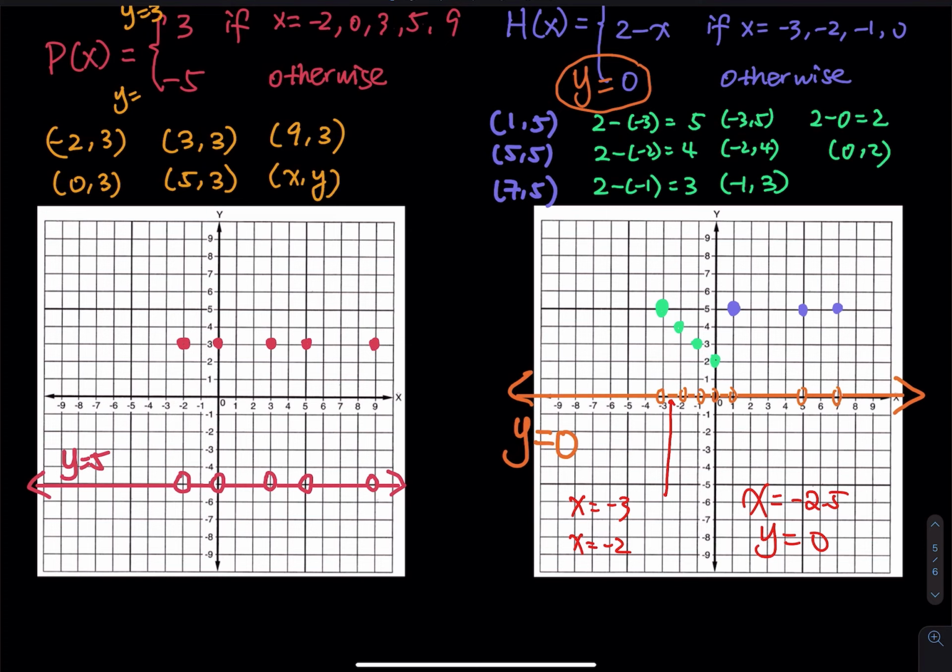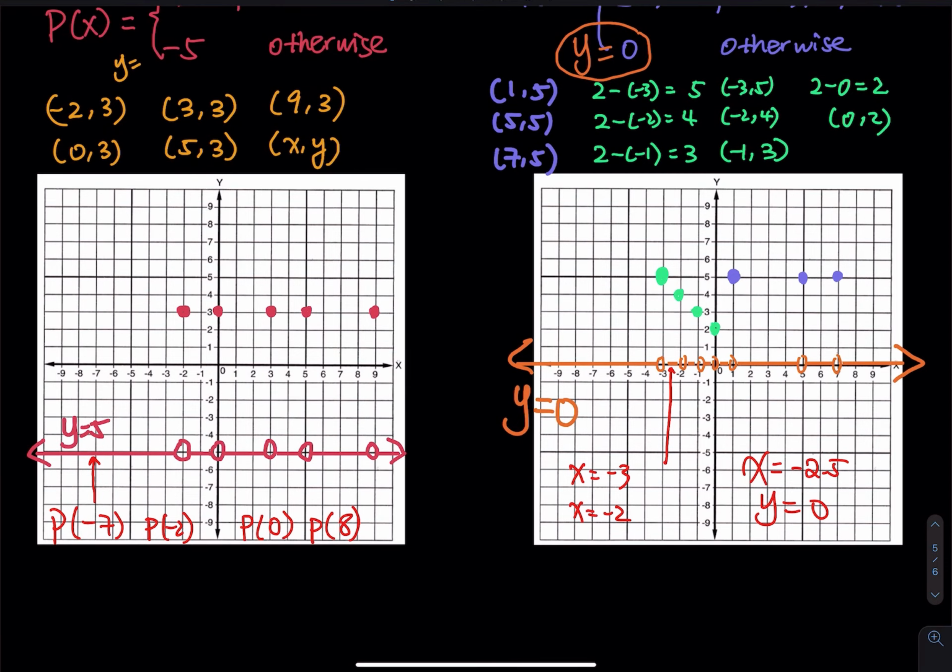Let me give you a few function evaluations. How about p of negative 7, and then p of negative 2, and then p of 0, and then p of 8. So what is p of negative 7? Negative 7 is right over here, right? So when x equals negative 7, y equals negative 5. So we have p of negative 7 equals negative 5.